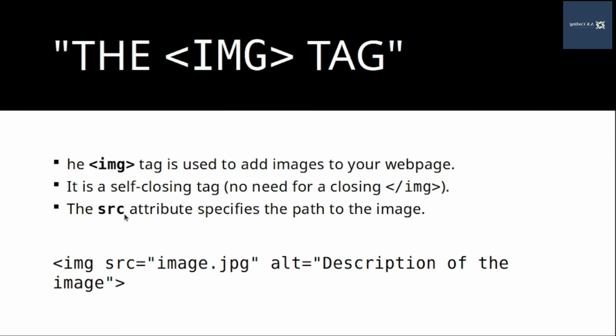So SRC stands for source, and it specifies the path to the image. For example, here we have an image tag. As you can see, we don't have a closing tag, because it's self-closing. And we have src, which is taking the image with the name image.jpg. And we have the alt attribute, which I will explain. First of all, I'm going to show you how to add an image.